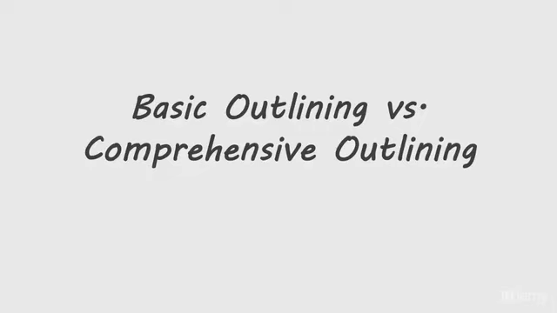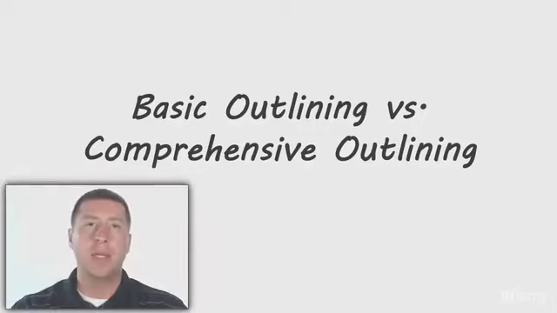Basic outlining versus comprehensive outlining. A basic outline can be a few paragraphs to several pages that touch on the major events in your novel. From there, the writer is free to expand on the outline as they write their first draft. Oftentimes, this is a seat of your pants type of writing.